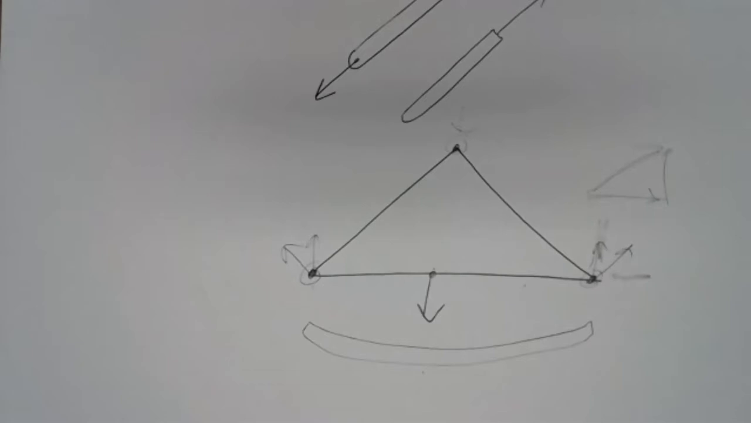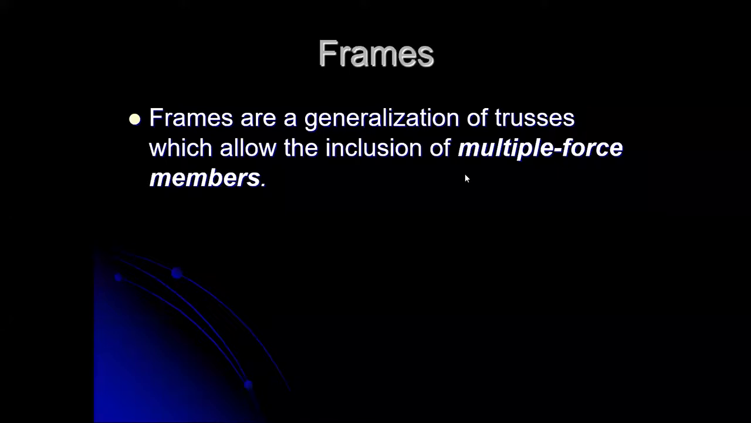So let's see how we can set one up. So in a frame, we have multiple force members, which means that they could be in tension, they could be in compression, they could be in some mix of the two. Bending. In a three-dimensional problem, we could have what we call torsion or twisting. So we can't really tell what's going on in the individual members. It's too complex. Instead, we focus on the joints.